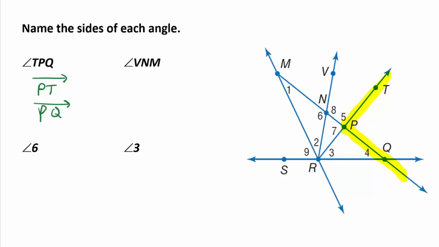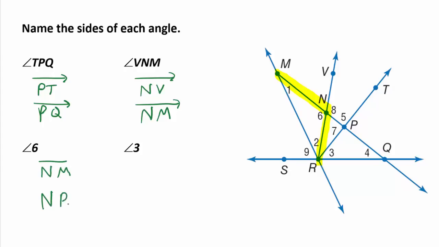So now let's look at the second one, which is V, N, and M, and we trace that out too. V, N, M. Again, our two rays will be NV and NM. Now we're going to take a look at angle number 6, and we're going to highlight that right here in the middle. If you notice something strange about this one, its sides aren't really rays. They're line segments. That just happens in this figure. Sometimes, depending on the type of figure that you have, they won't be rays. They are line segments, NM and NR, the two sides of that angle.